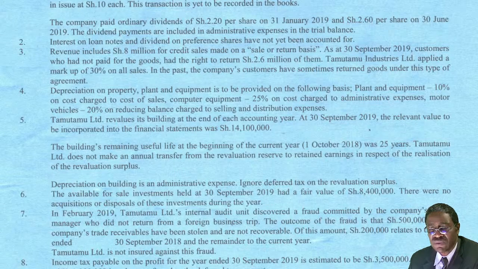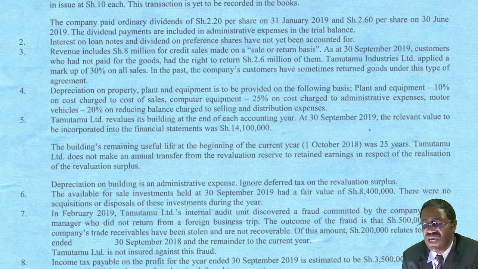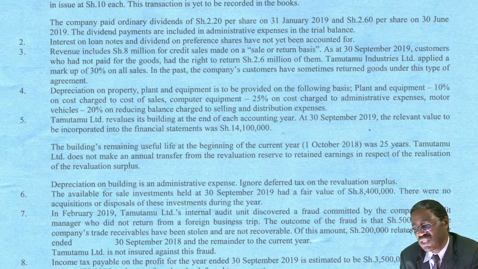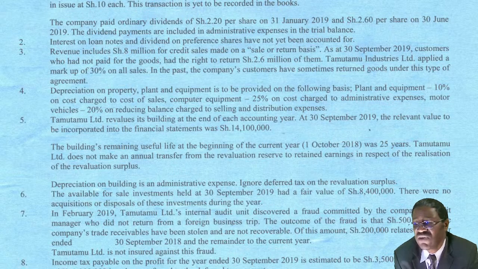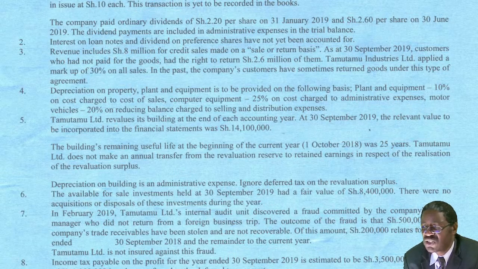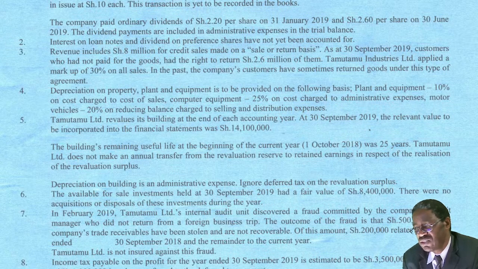Number 5. They're saying Tamtamu revalues its building at the end of each accounting year. At 30th September 2019, the relevant value to be incorporated in the financial statements was 14.1 million.